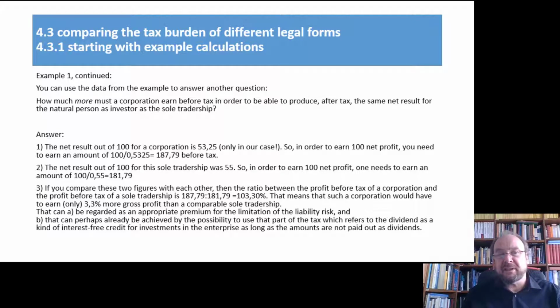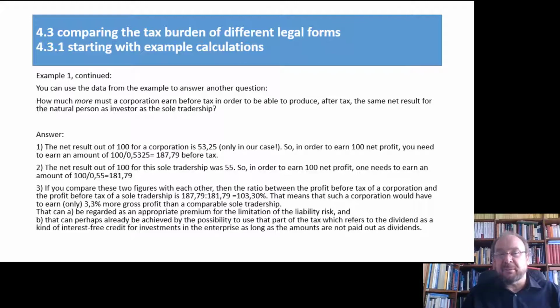Or you can even compare the two figures in form of a percentage. So you could form a ratio between them. And then you have the ratio between profit necessary in case of a corporation, and the profit necessary for the sole tradership is 187.79 divided by 181.79. So that leads us to 103.3%. So that means a corporation has to produce only 3.3% more gross profit than a sole tradership at the highest tax rate.